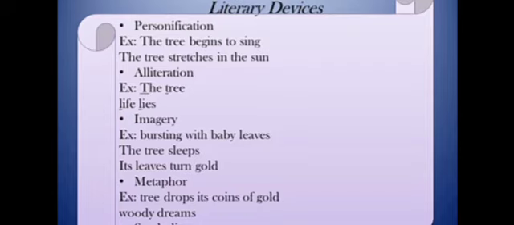And the imageries are like bursting with baby leaves, the tree sleeps, its leaves turn gold. And some examples of the metaphor are tree drops its coins of gold and woody dreams. So, in this way, the poet beautifully depicted the four stages of season, and the whole poetry depicts the stages of human being as well.